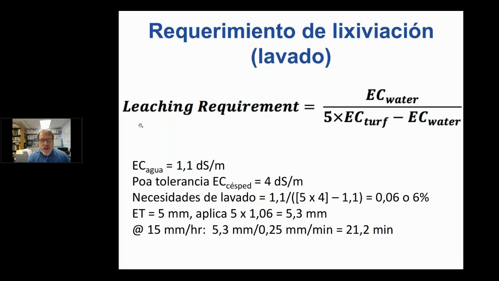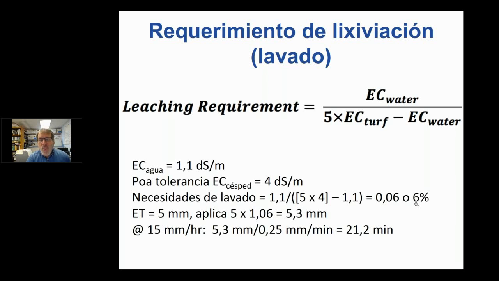To get an idea or an estimate of your leaching requirement, which is the value that you need to put on above and beyond what the plant needs based on evapotranspiration, you would use this equation. It's the electrical conductivity, or EC, of the water divided by 5 times the tolerance of the turf, EC of the turf, minus the EC of the water. And for an example, we're going to use a water with an EC of 1.1 decisiemens per meter, and we know the EC of the grass tolerance is 4 decisiemens per meter for Poa annua. Then you would need to have a 6% increase in the amount of water every time you irrigate.